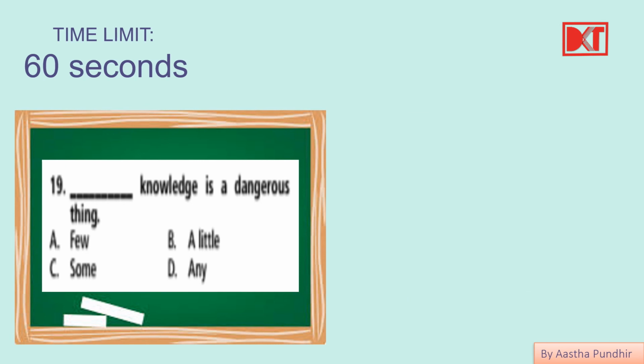Alright, now next. Dash knowledge is a dangerous thing. Few knowledge, little knowledge, some knowledge, or any knowledge. Here the correct answer is B. A little knowledge is a dangerous thing.